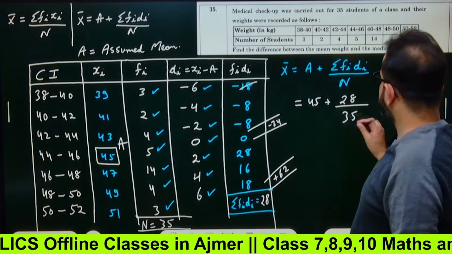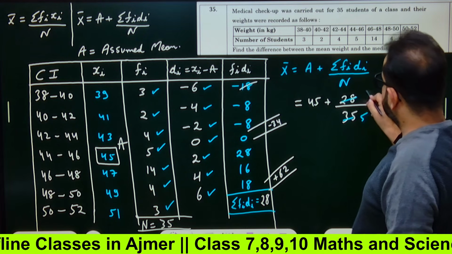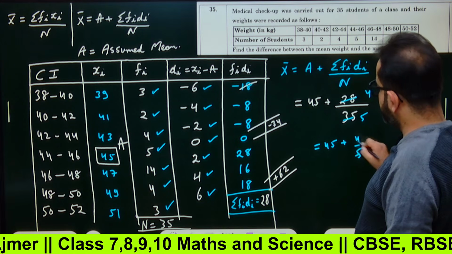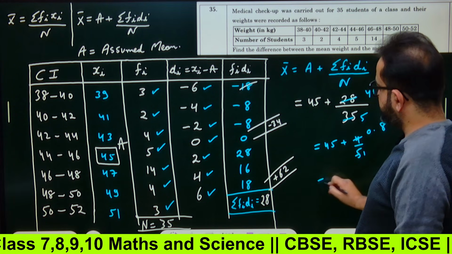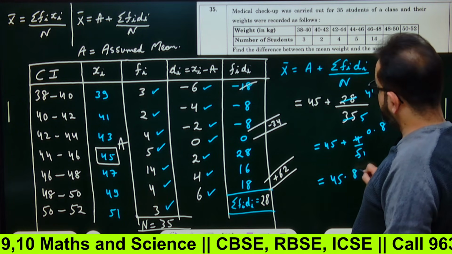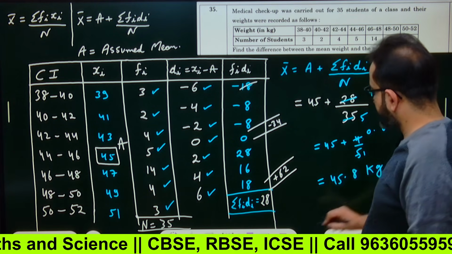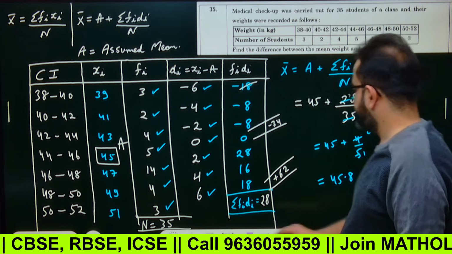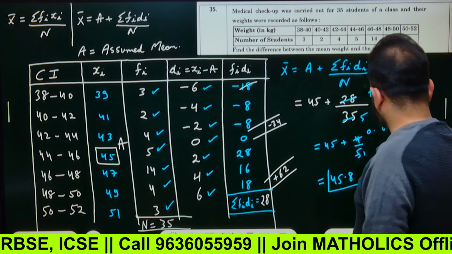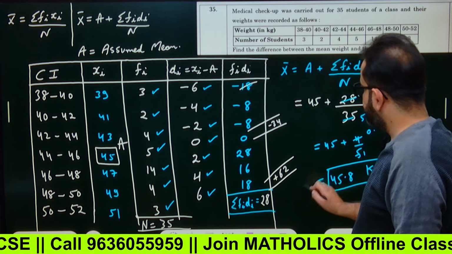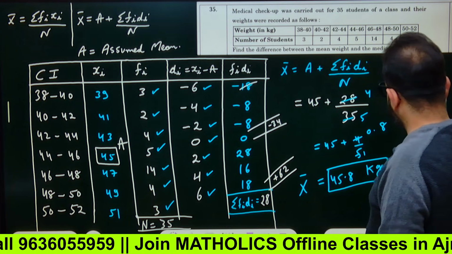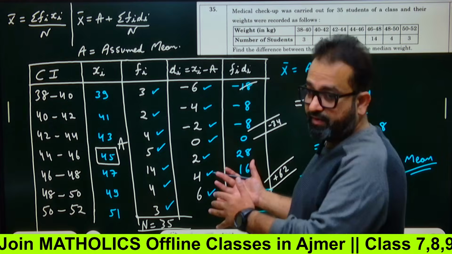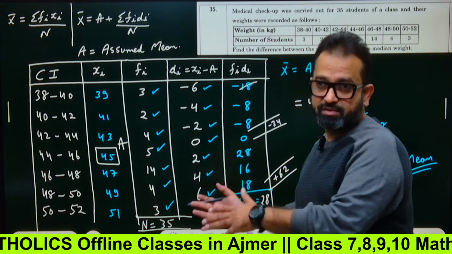That's it. So this will be 7 fives are 35 and 7 fours are 28. So it is 45 plus 4 by 5. 5 ones are 5, 0.8. That means 45.8 kg is my answer. Do not forget to write the unit. 45.8 kg is the required mean. This is the mean. Copy it. After that, we'll be doing median. I know it is complicated, but we have tried our best to make it as simple as it could be. Okay, copy it.